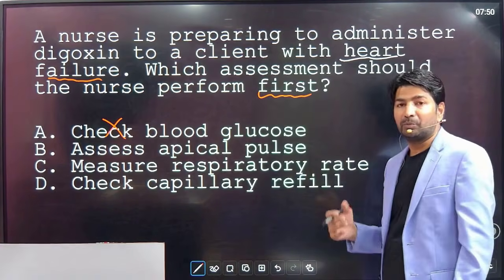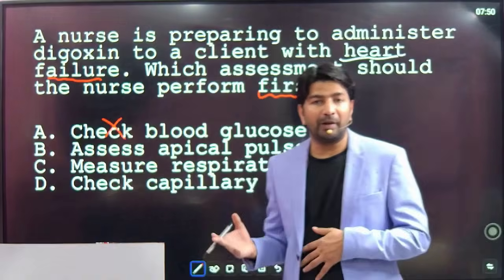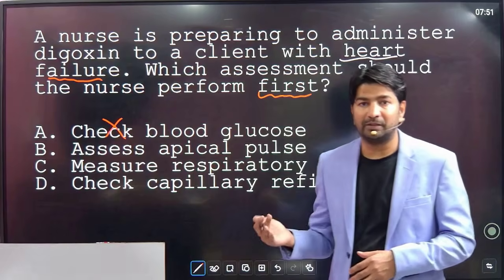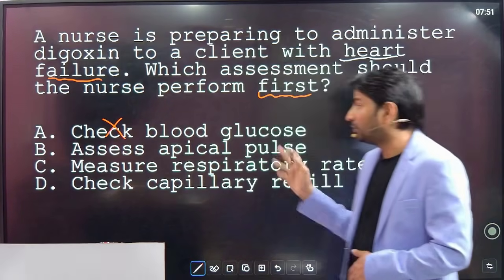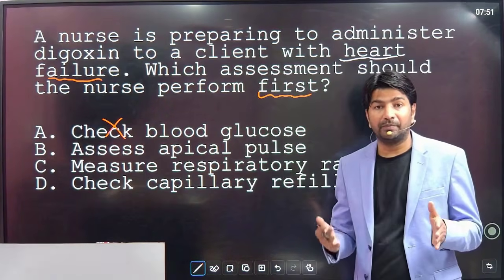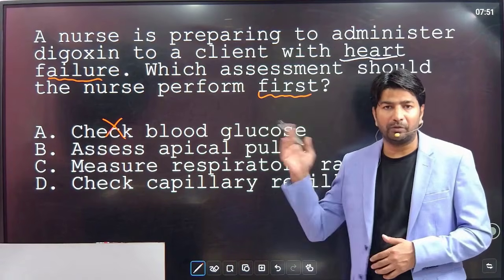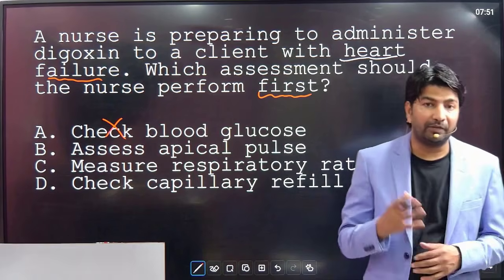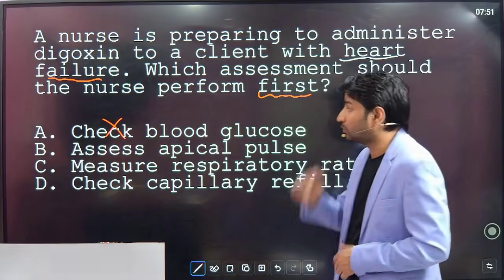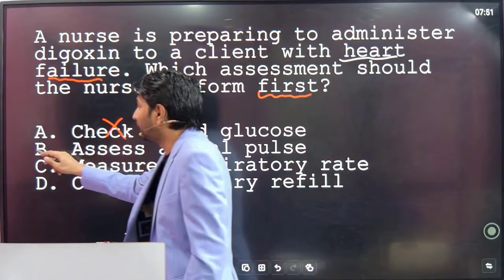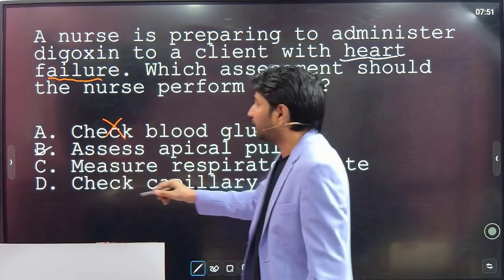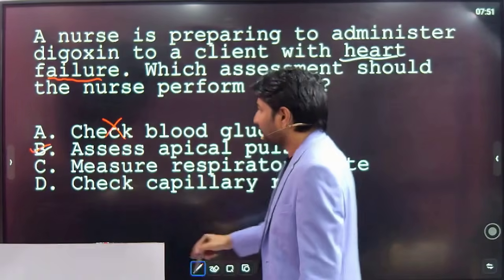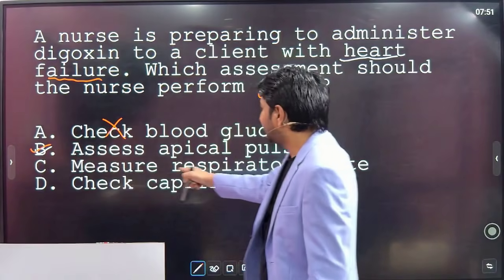Because the apical pulse will tell us if the patient has bradycardia. If it's an adult patient and the apical pulse is less than 60, we will withhold the drug and inform the doctor. If it's an infant and the heart rate is less than 90, we will withhold the digoxin. If the patient is a child and their heart rate is less than 70, we will withhold this digoxin drug. So this option will be correct because we have to check the apical pulse. So the correct answer is B, assess apical pulse.